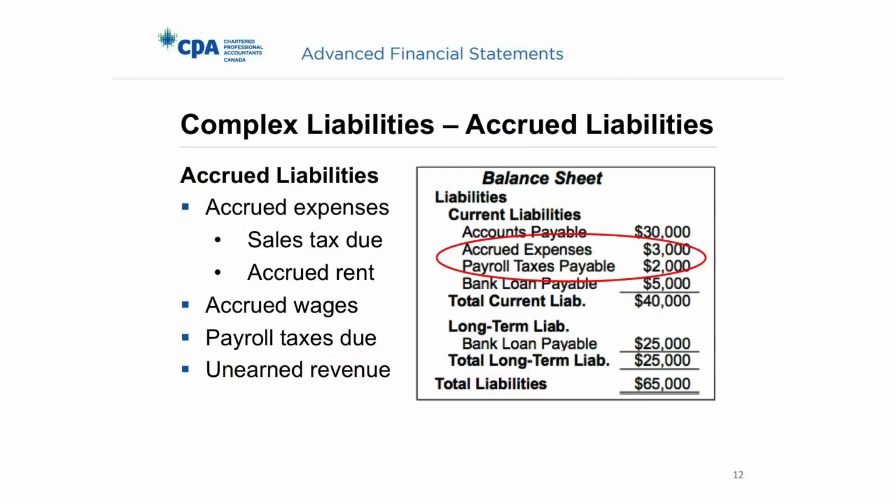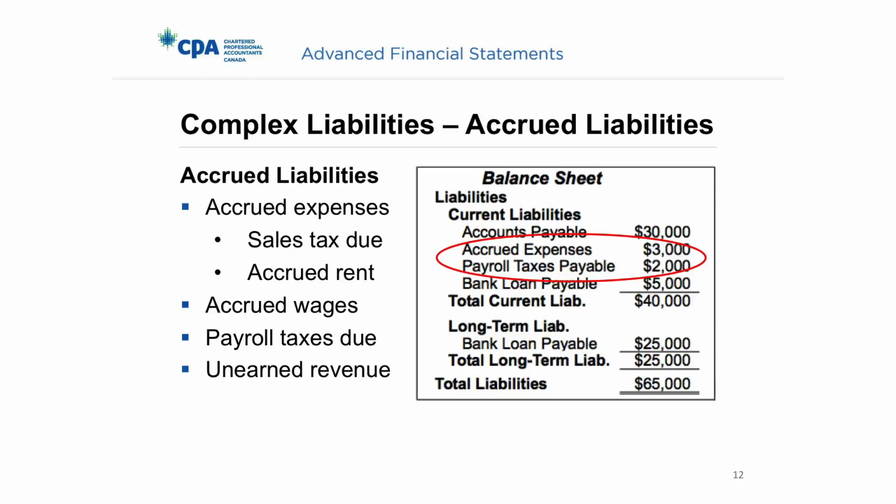Another item is sales tax. You may have sales tax that you collect on your revenue that you have to pay at a later time when you have your remittances. Again, you've collected those, you will owe them, but you don't owe them yet. They're not payable, so that's why they are an accrual.